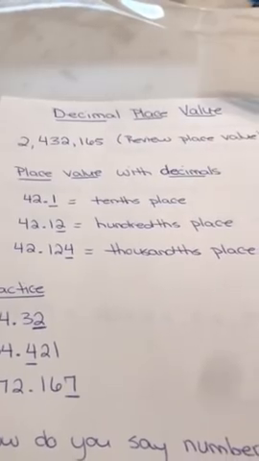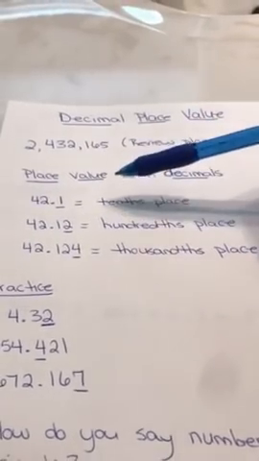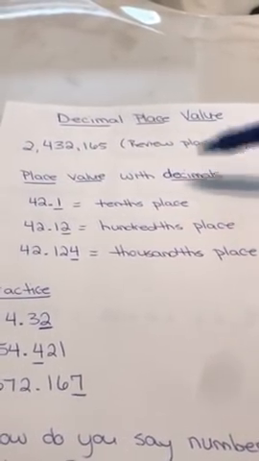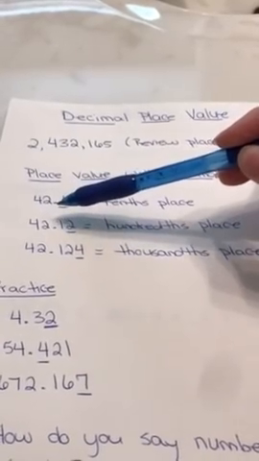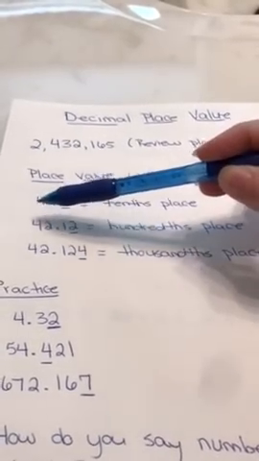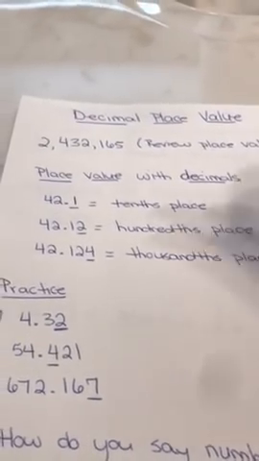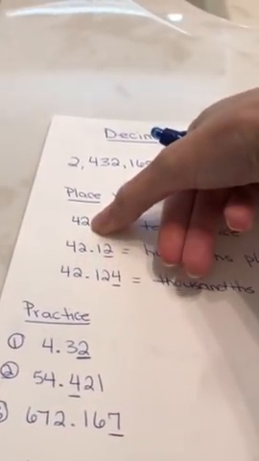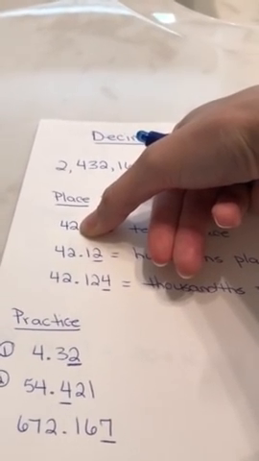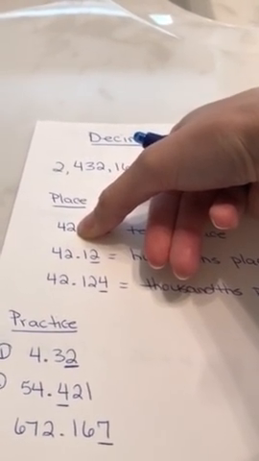Now I'm going to throw some decimals at you. This is place value with decimals. If I just look at this number here, you have your decimal. To the left of it, that number is 42. That's what it is. So if I were to cover this up, it's 42. 2 is in your ones place, 4 is in your tens place.